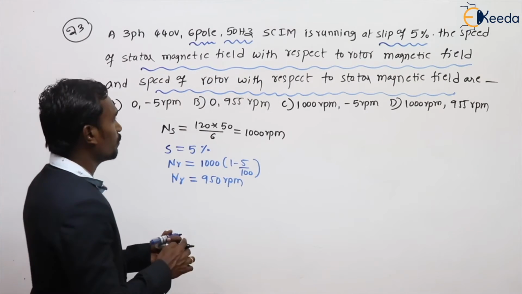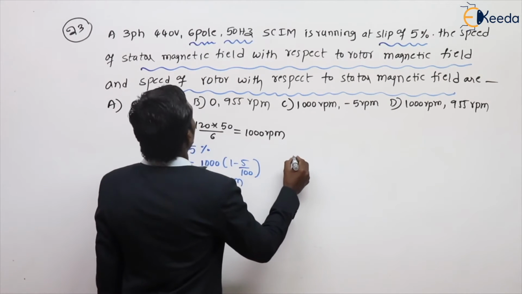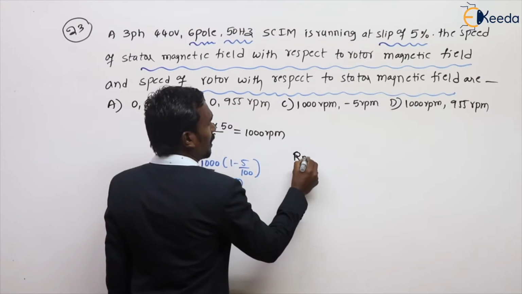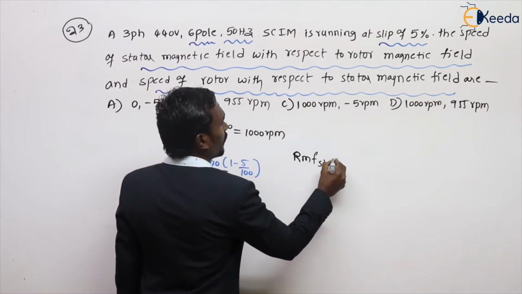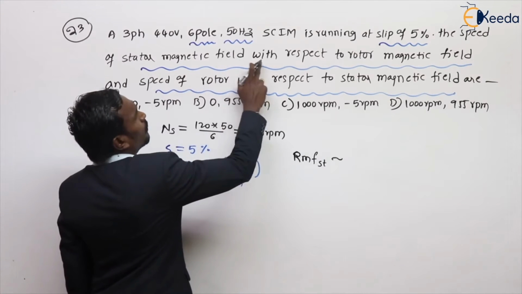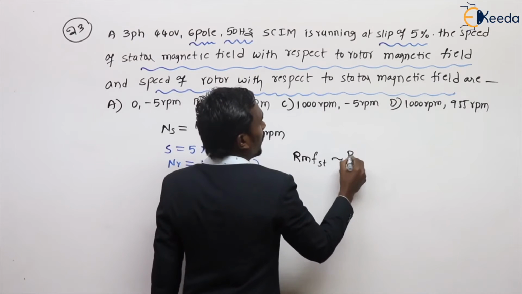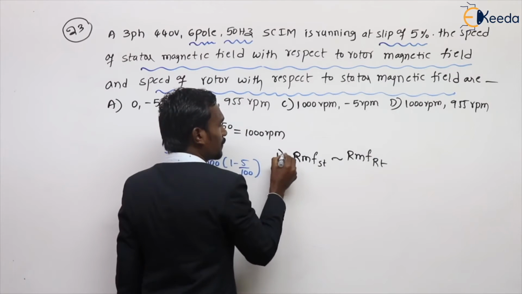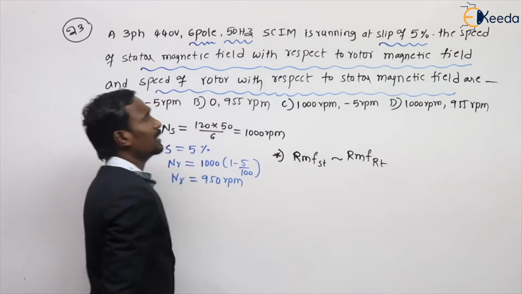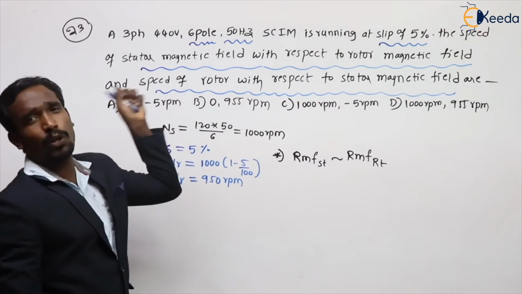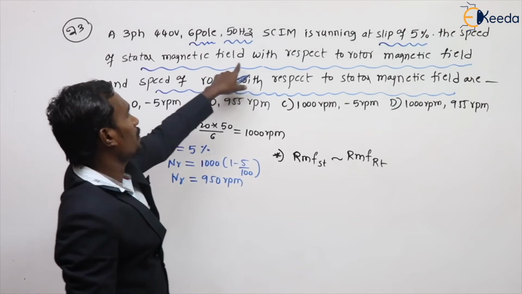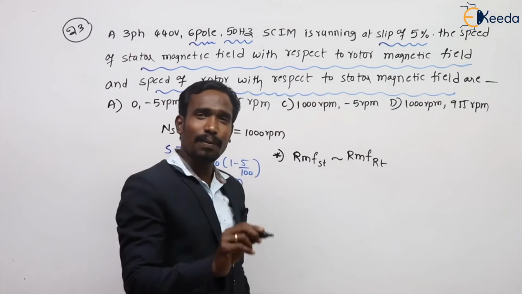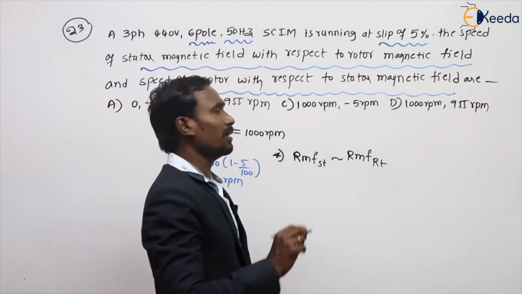Right. Now what do they want? They want the relative motion between the rotating magnetic field of the stator with respect to the rotating magnetic field of the rotor. The stator magnetic field with respect to the rotor magnetic field.